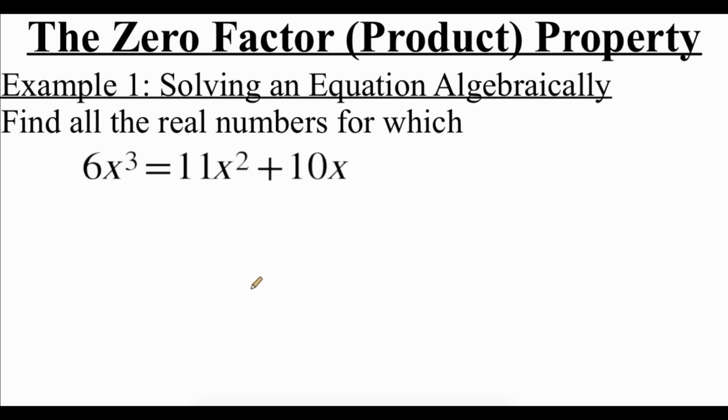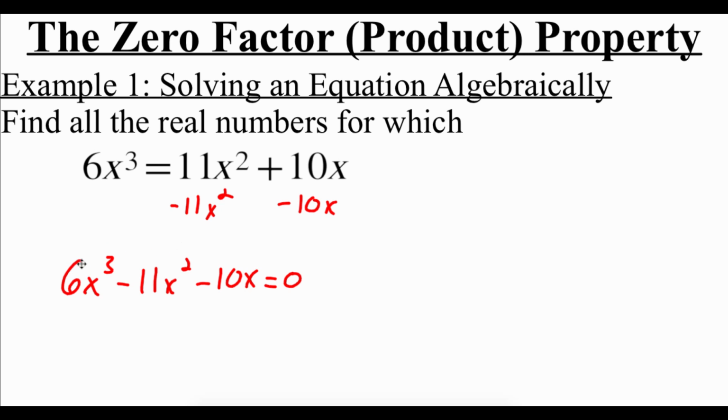So we're going to look at using that zero factor property in terms of solving an equation. We've got the equation 6x cubed equals 11x squared plus 10x, and we're trying to solve for x. The first thing I want to do is get all of my variables over to one side. So I'm going to subtract the 11x squared over, and I'm also going to subtract the 10x over all at the same time. When we do that, we're going to get 6x cubed minus 11x squared minus 10x is equal to 0.